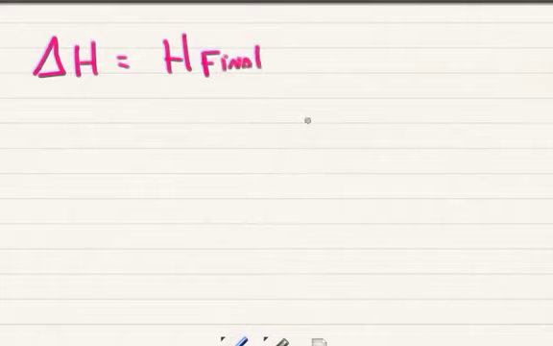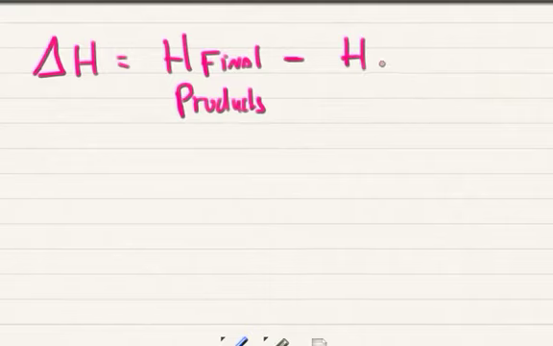So we can look at the change in enthalpy as being the total amount of enthalpy I have once the chemical reaction is over, the final. So that's the enthalpy that I have in the products, and I will subtract from that the initial enthalpy, H initial, which is the enthalpy in the reactants.